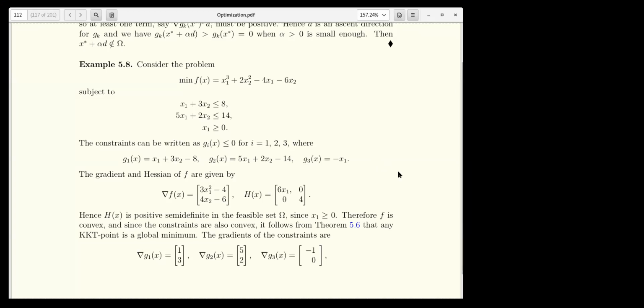So when we transform this problem into this format where we have these g constraints, we express them as x1 plus 3x2 minus 8 smaller than or equal to 0, and then 5x1 plus 2x2 minus 14 smaller than or equal to 0. And then this g3 of x is just minus x1. I mean, x1 is greater than or equal to 0, but we can express it as minus x1 smaller than or equal to 0.